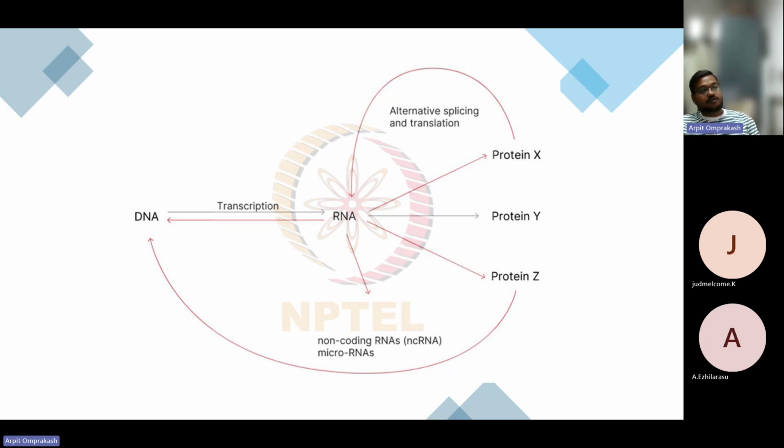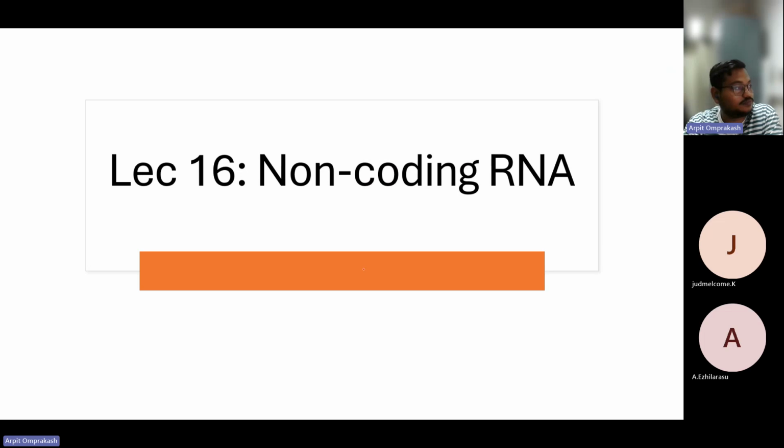When we look at microRNAs, we have proteins, let's say transcription factors, which can bind to the DNA and stop, increase, or decrease the transcription of RNA from DNA. Then we have RNA, which can give rise to non-coding RNAs or microRNAs. In the next lecture, we look into non-coding RNAs. Does anyone have any questions till now?